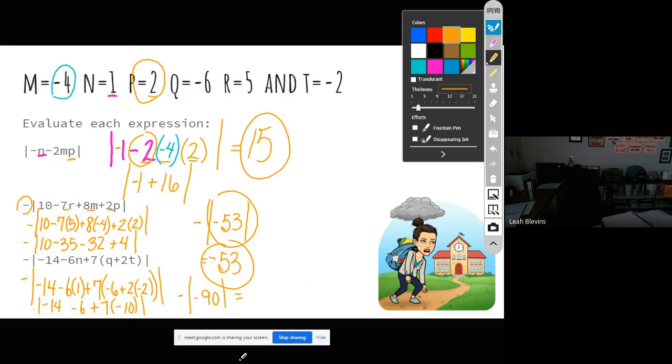What's that going to equal? Negative 90. Is that okay with everybody?